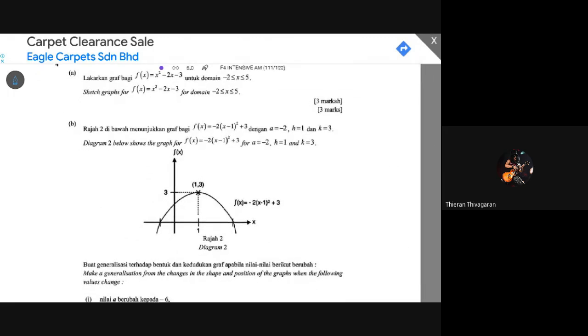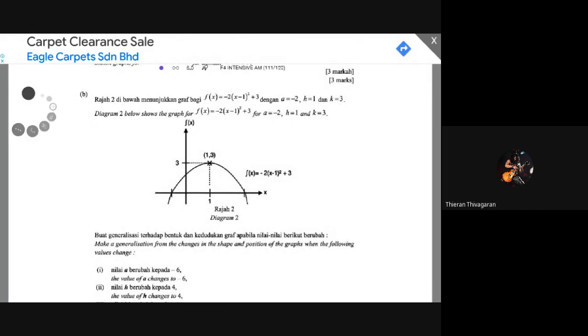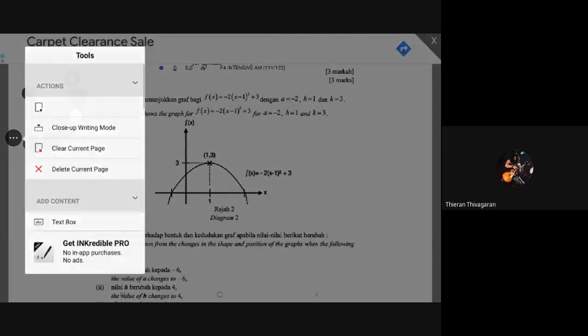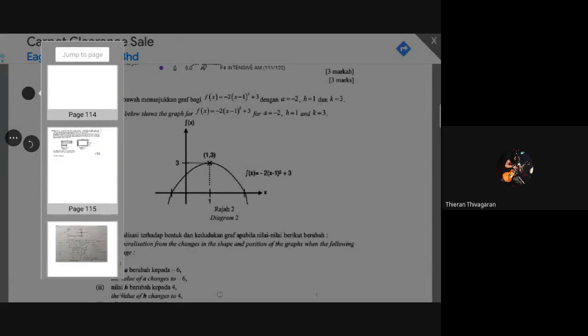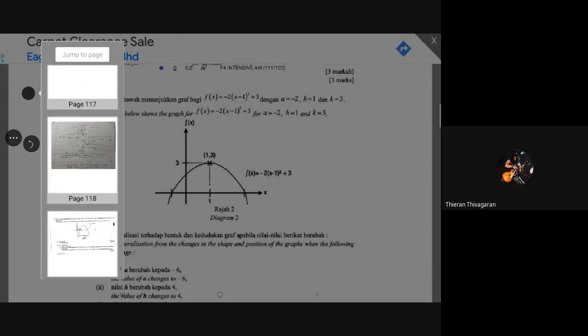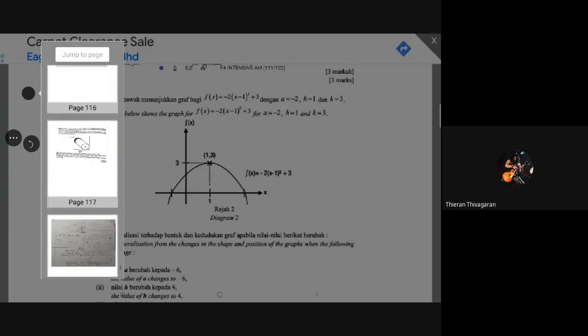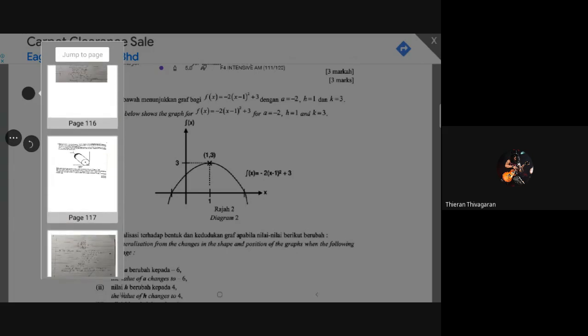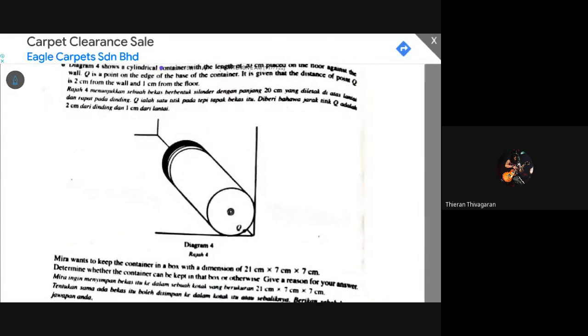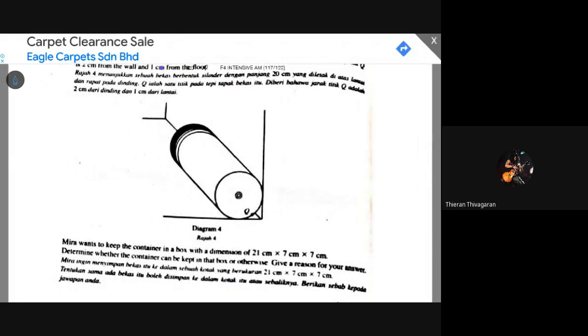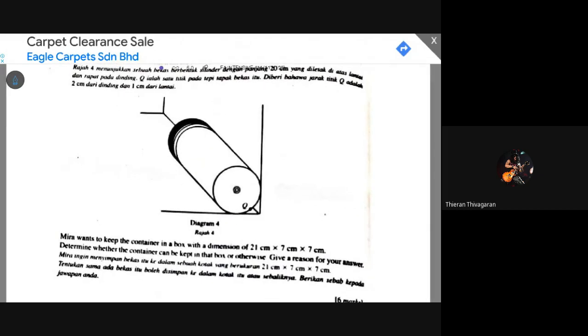Okay, this one is about sketching. Wait sebab saya takut tak banyak masa lagi. So I want to choose another question that is mencabar. Saya nak tengok. Okay, guys, have you all seen this question? This question also related to quadratic actually. Berhubung kait dengan quadratic. Have you all seen this? Pernah nampak tak?